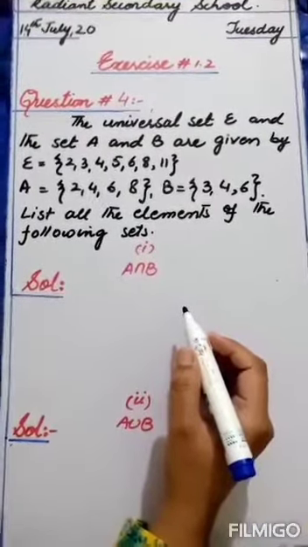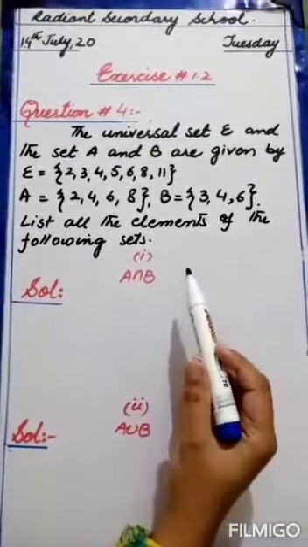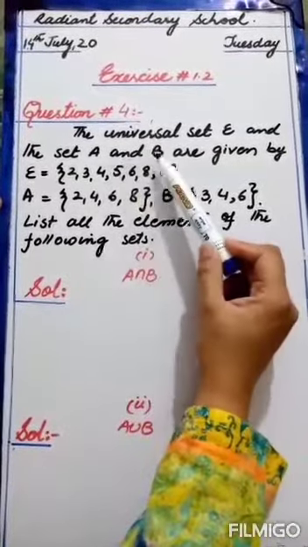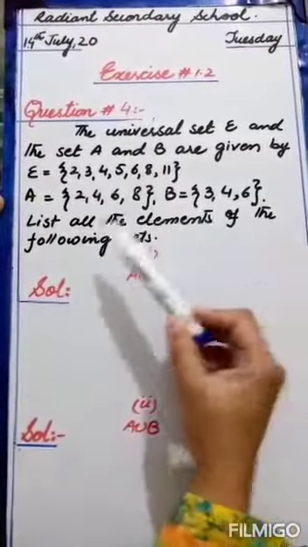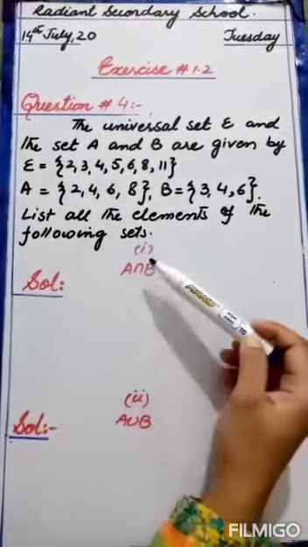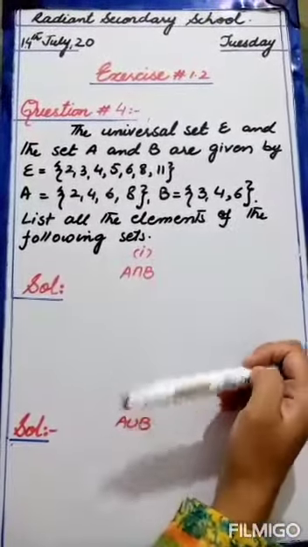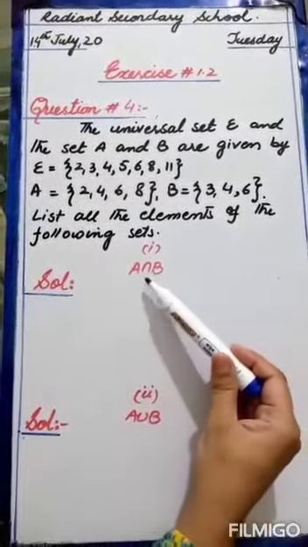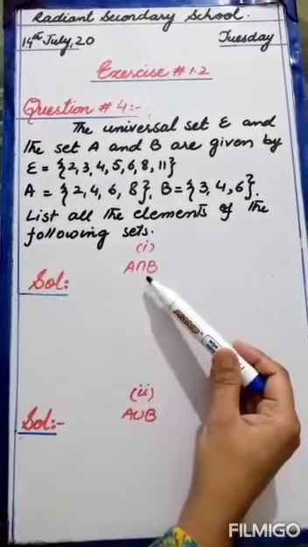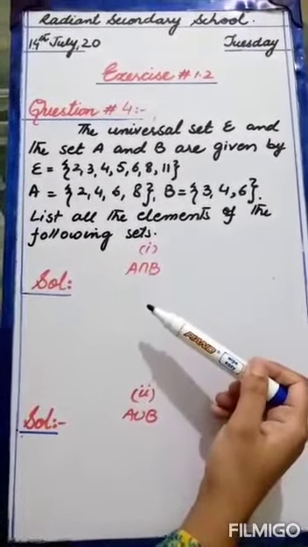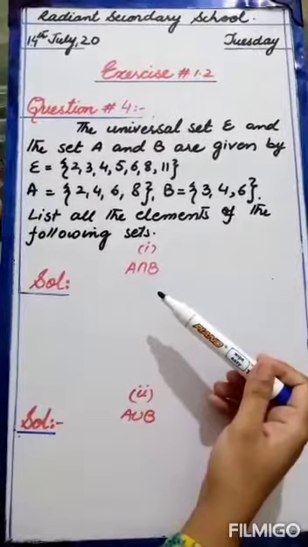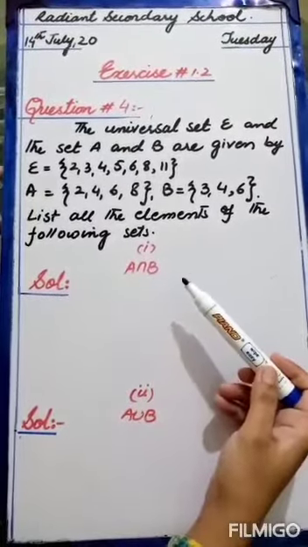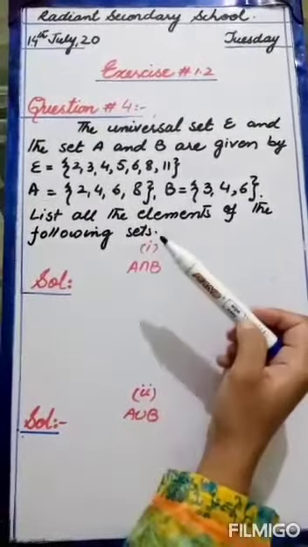Okay class, now we are moving forward with question number 4. In this question, the universal set is given and the two sets A and B are also given. We have to list all the elements of the following sets in part number 1 and part number 2. In part number 1, we have to do A intersection B. Okay, before starting the question, we must recall what a universal set is. The universal set is the set which contains all the subsets under discussion.